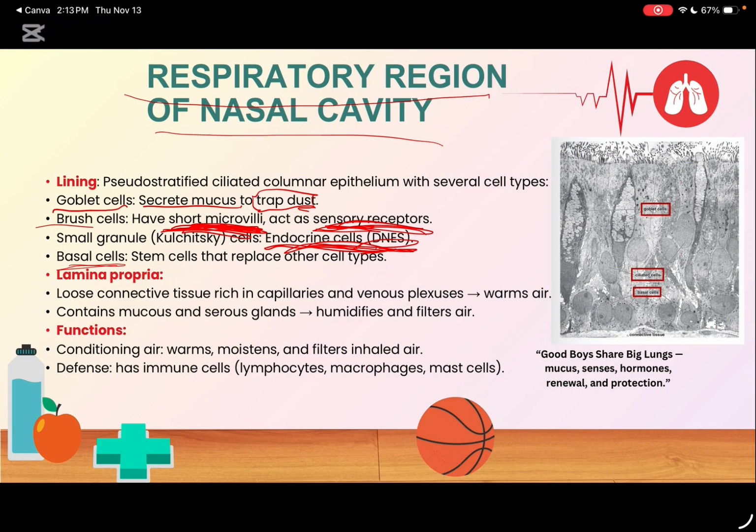I have a really nice mnemonic for you guys for this one. I'll tell you after I finish this slide. The lamina propria is basically a loose connective tissue, which is rich in capillaries and venous plexuses. And what does this lamina propria do? It warms air, humidifies it to the saturation of body temperature, and filters it. The function, as we said, is conditioning air: it warms, moistens, and filters inhaled air, and also defense. And how does it defend? By immune cells like lymphocytes, macrophages, and mast cells.